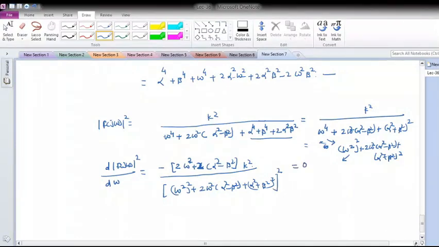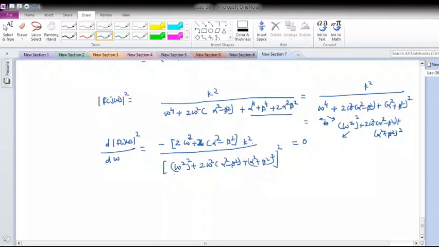So basically this is the differentiation. Now the k square negative term will vanish. So the resultant will be 2 omega square plus 2 times alpha square minus beta square equal to 0, and from that I can write omega square will be equal to beta square minus alpha square. So at this value of omega only I will get the maximum magnitude.